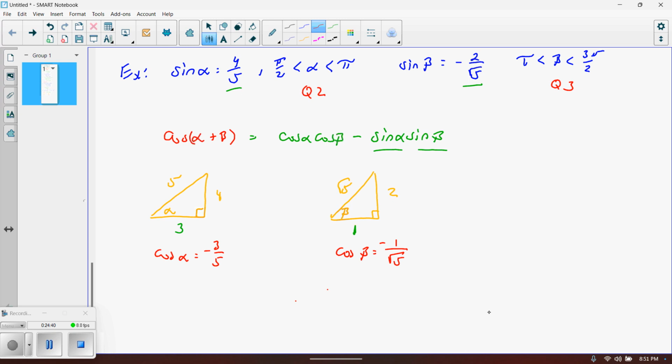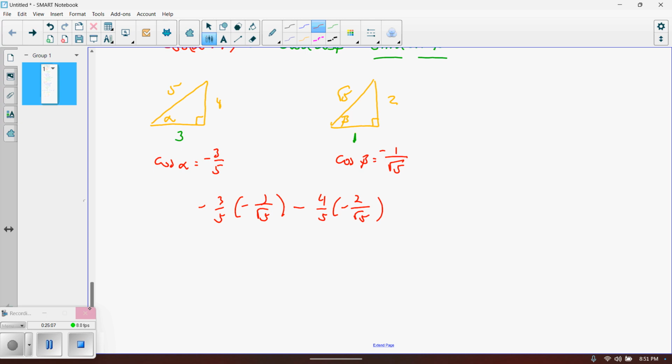So now we can do this. Cosine of alpha is negative 3/5. Cosine of beta, negative 1 over root 5, minus sine of alpha, that was given to us, that's 4/5. Sine of beta is negative 2 over root 5. Now simplifying, we get positive 3 over 5 root 5 plus, because I got a minus minus there, 8 over 5 root 5, which is going to give us 11 over 5 root 5. That is a perfectly legitimate and acceptable answer.